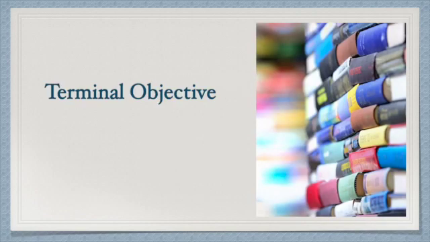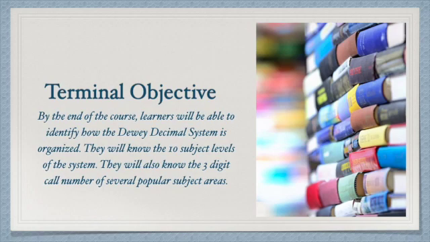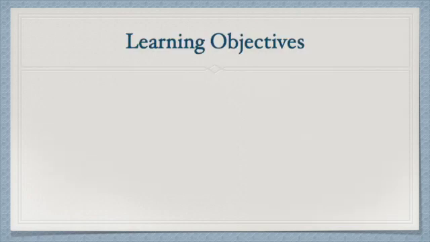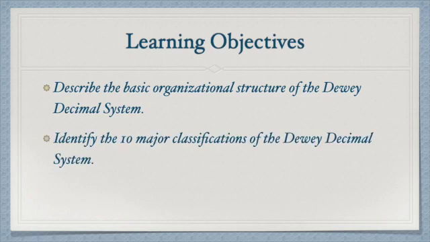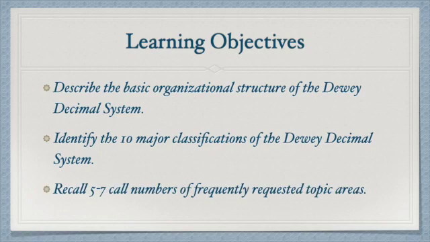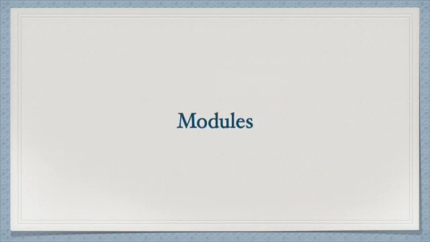First, the terminal objective. By the end of the course, learners will be able to identify how the Dewey Decimal System is organized. They will know the 10 subject levels of the system. They will also know the 3-digit call number of several popular subject areas. The learning objectives are: describe the basic organizational structure of the Dewey Decimal System, identify the 10 major classifications of the Dewey Decimal System, recall 5 to 7 call numbers of frequently requested topic areas.